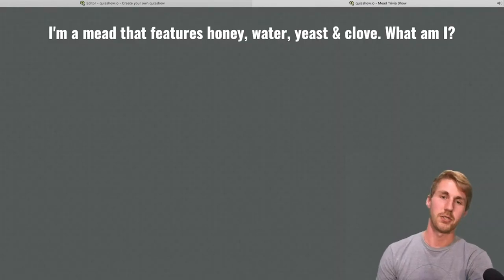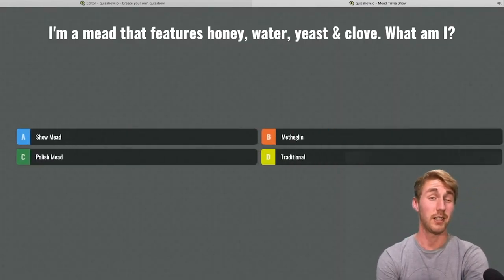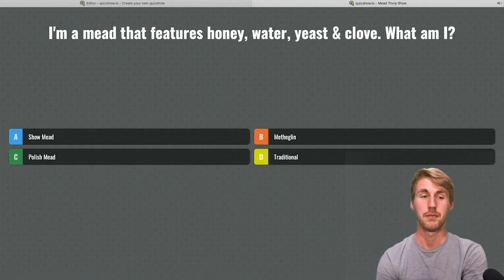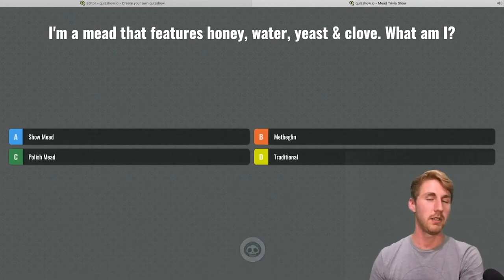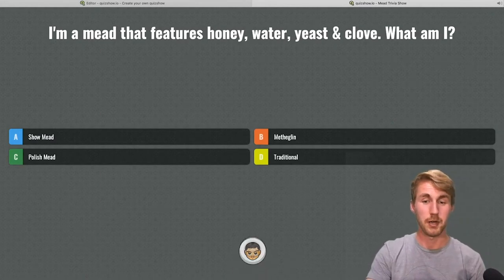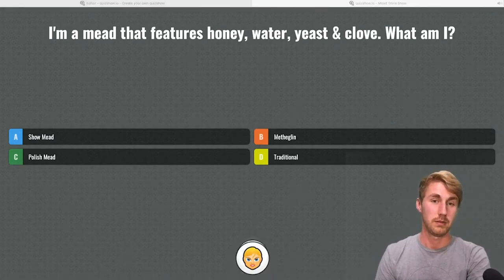I'm a mead that features honey, water, yeast, and clove. What am I? Am I a show mead? Am I a Polish mead? Am I a metheglin? Am I a traditional? What am I?